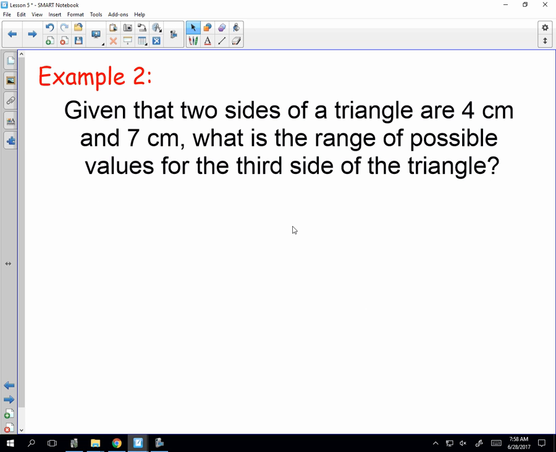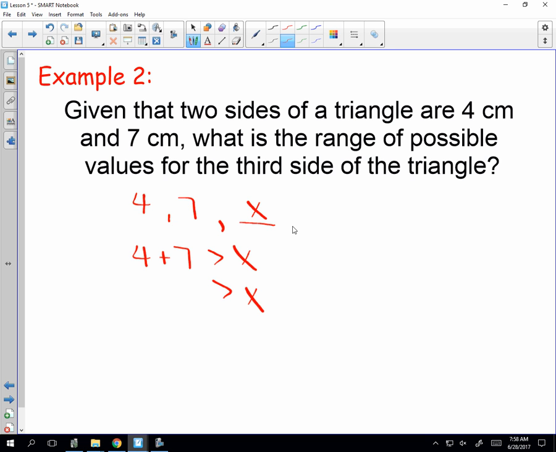Now, when we're looking at a situation, we might want to find out the range of the possible values of the third side. The 4 and the 7 can be the two smaller sides, and then there could be some third side x, which would have to be the largest side. Remember, we're looking for a range, so we're looking for the two extremes here. Either x is the largest of the three, so then we know that 4 plus 7 would have to add together to be greater than x.